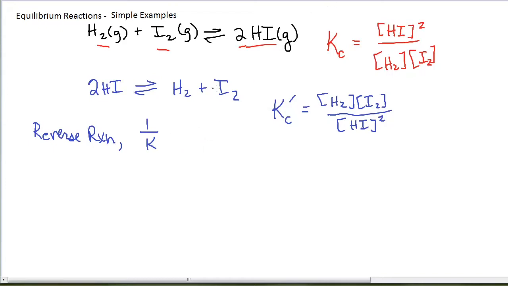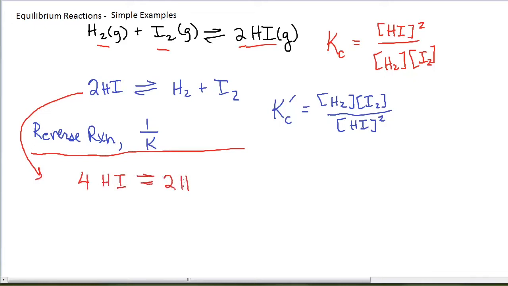If, for whatever reason, I needed to write the reaction, let's start with this blue one, let's say I needed to write the reaction as 4HI is in equilibrium with 2H2 plus 2I2. Then look at what happens to the equilibrium constant. And again, it's not this one, that one, it's a new one. Let me call it a double prime.